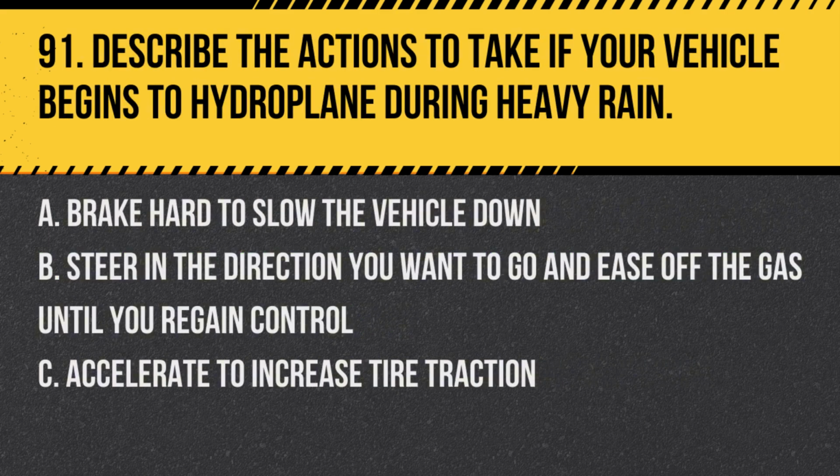Question 91. Describe the actions to take if your vehicle begins to hydroplane during heavy rain. A. Brake hard to slow the vehicle down. B. Steer in the direction you want to go and ease off the gas until you regain control. C. Accelerate to increase tire traction.